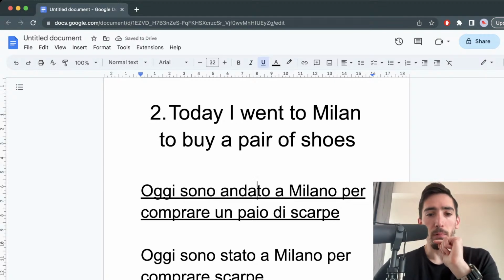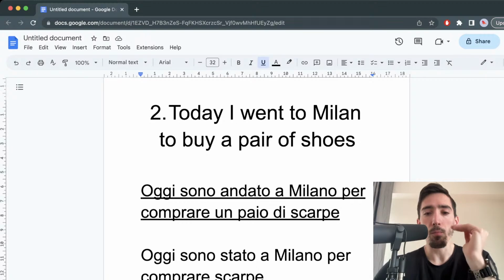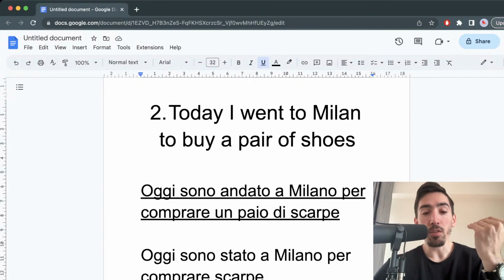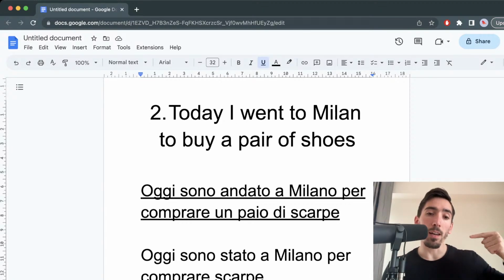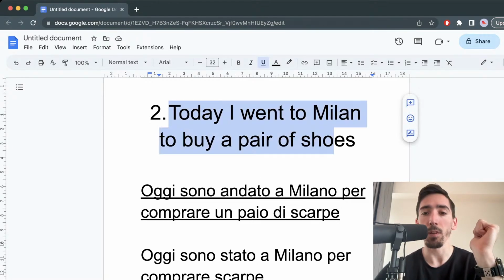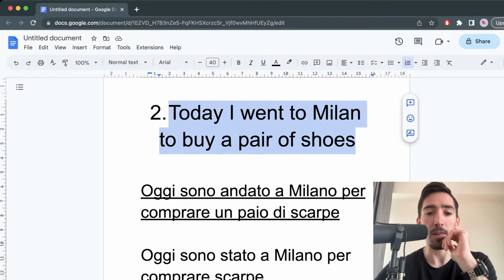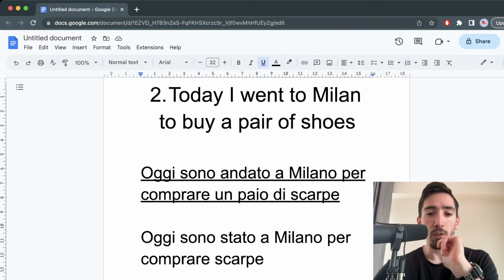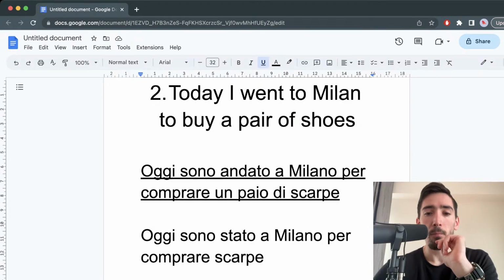Today I went to Milan to buy a pair of shoes. Oggi sono andato a Milano per comprare un paio di scarpe. Obviously, you're talking about today, but it must be that you've been to Milan in the morning and now it's afternoon or evening or night because you talk about it in the past, but that's part of the original sentence, right? Second version, oggi sono stato a Milano per comprare scarpe.